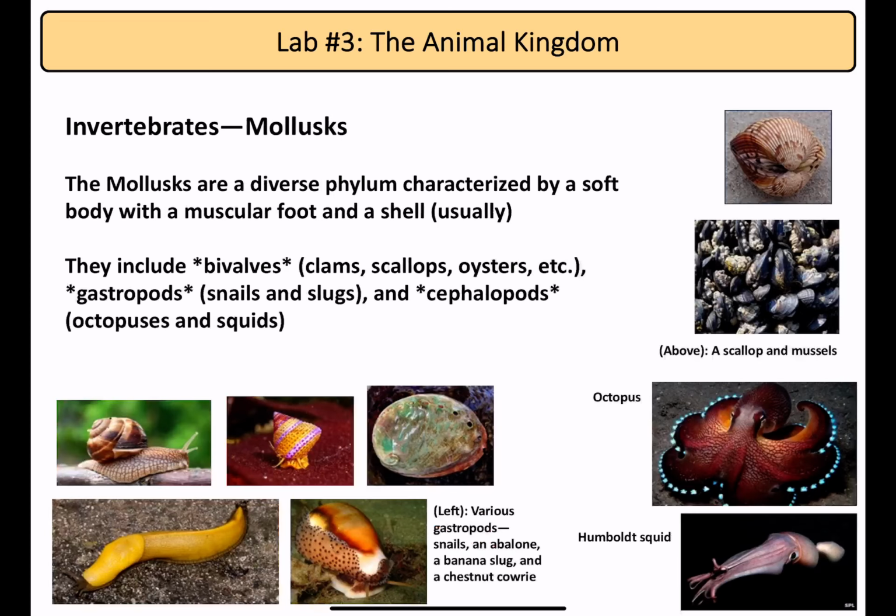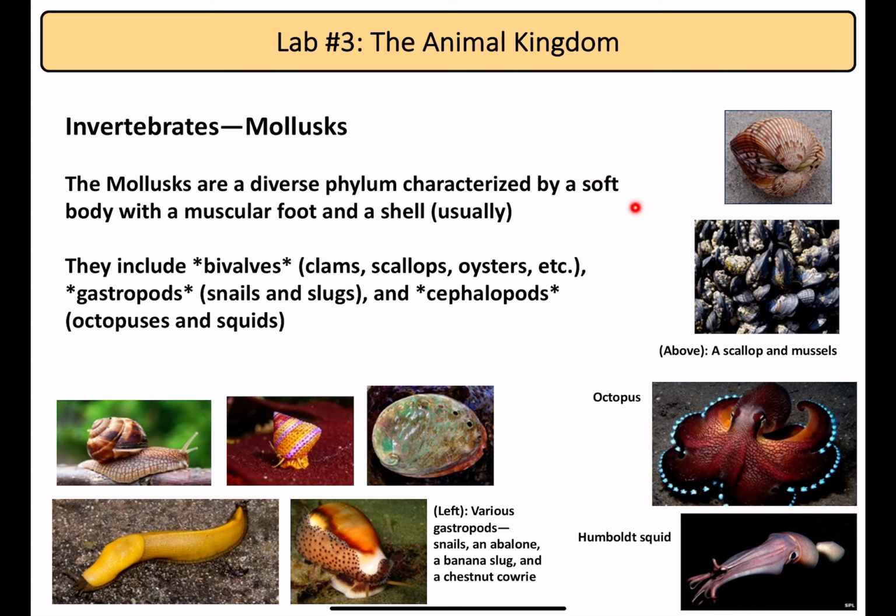The next group is a very diverse group known as the mollusks. Some characteristics that tie together all of the species in this group is that they have a soft body, which usually has a muscular foot. So think of a snail moving around. The part of the snail that you see that's slimy and moving around, that's the foot, okay? But all of these species have that.